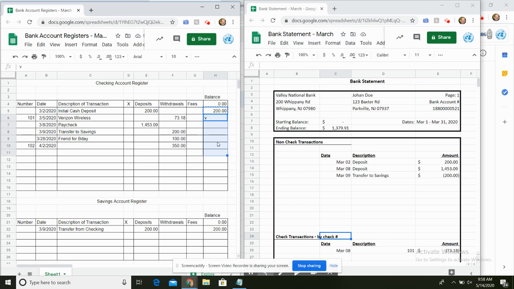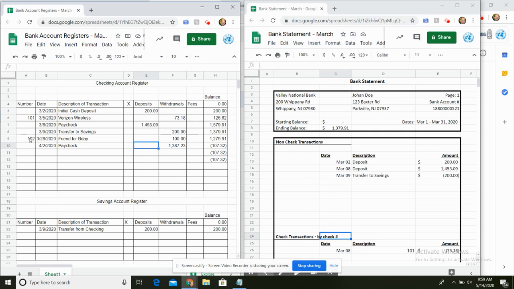All right. There we go. We're getting there. So now we wrote this check number 102 to our friend for a birthday. And let's say on April 2nd, our new paycheck came in, right? So on April the 2nd, we had our paycheck, and that's for 1387.23, right?